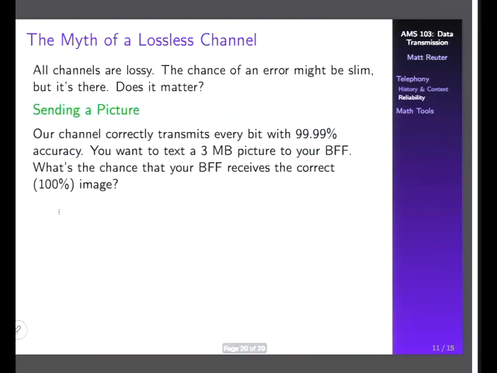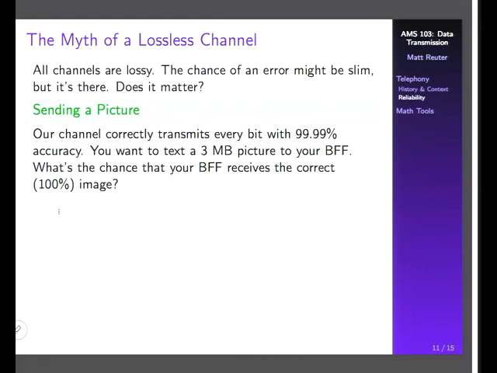Okay? So, the bad news is lossless channels are a myth. They don't exist. Outside of an academic setting in an early level course, we'll say just don't worry about this problem. In reality, every channel is lossy. Okay? So let's figure out, does this matter?